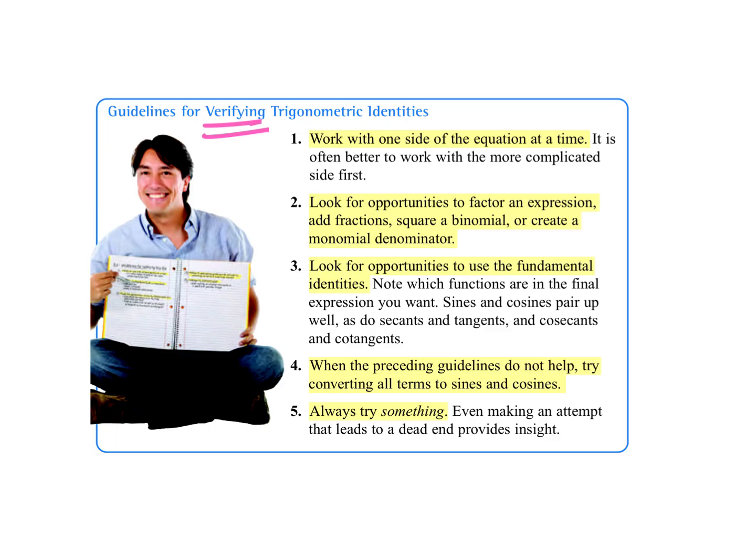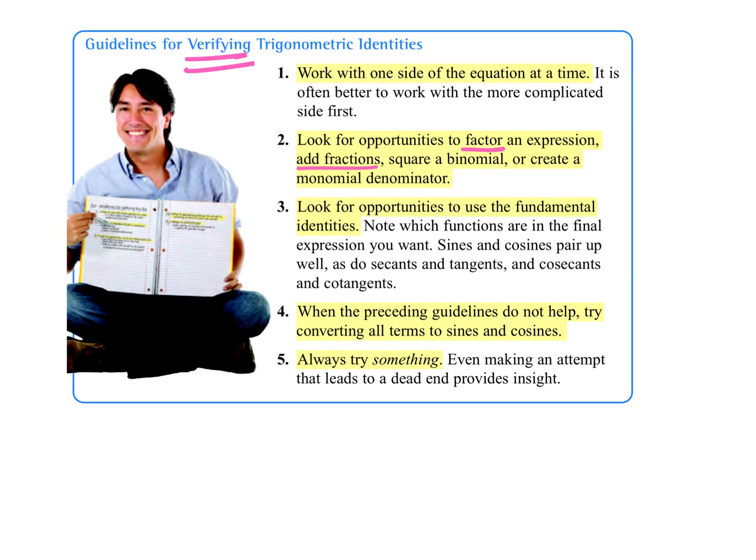Your goal is just to simplify one side at a time. You want to look for opportunities to factor, to add fractions, to square binomials, or to create a monomial denominator. Look for opportunities to use the fundamental identities. When the preceding guidelines do not help, try converting all terms to sine and cosine. And it says always try something. So just try to simplify. If you don't know exactly how to get from one side to look like the other, just try simplifying and it might take you somewhere. So these are kind of similar to proofs in geometry, except there's no vocab. You don't have to say what you're doing. You just need to simplify.